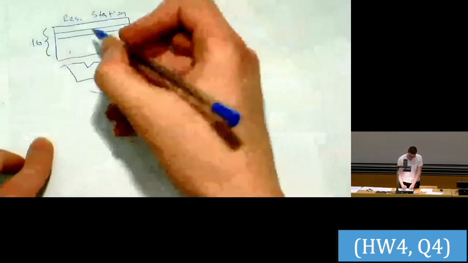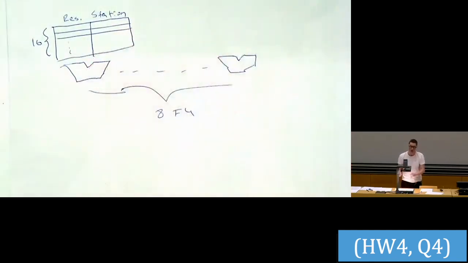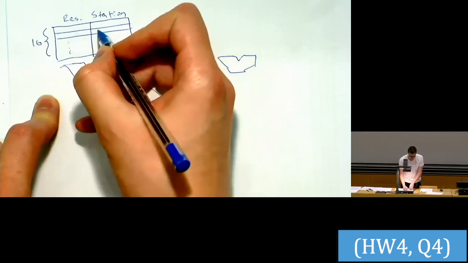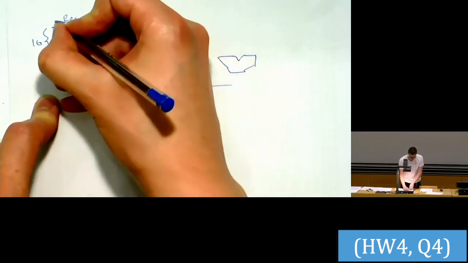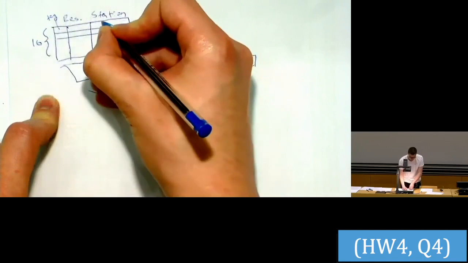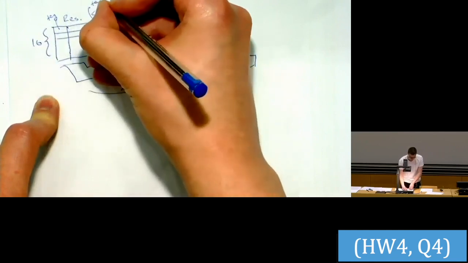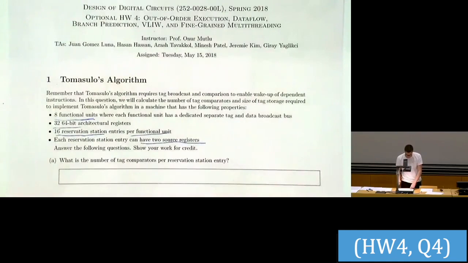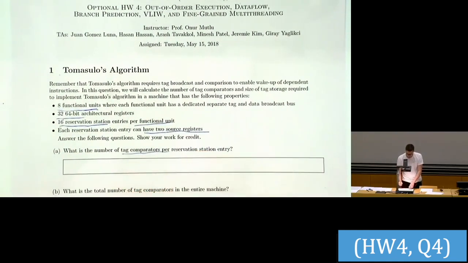So this is exactly the same reservation station that we had in the slides during the lecture. Here we have 2 source operands, right? And then it has separate tag fields for each source field. I guess you can see it. And then separate data fields. So it looks something like this. And the question is asking about how many tag comparators are there per reservation station entry.